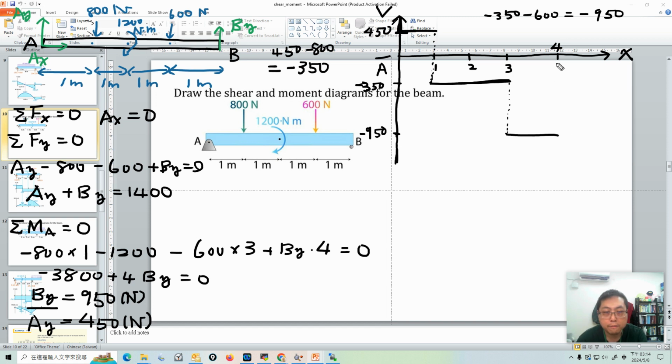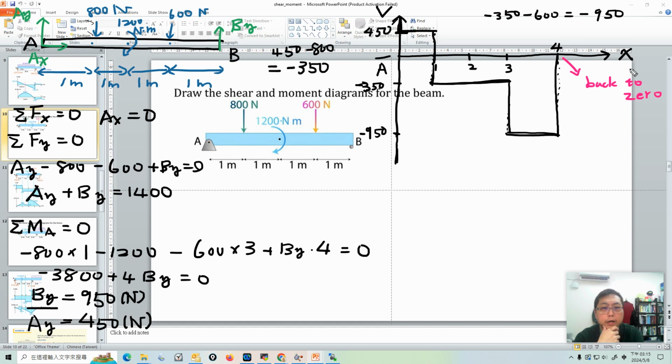At point 4, you see it's not a coincidence. At point B, we have a reaction force of 950 pointing up. So that means we will go back to zero. Let's draw a solid line. We go back to zero. That's very important, a very good checkpoint.